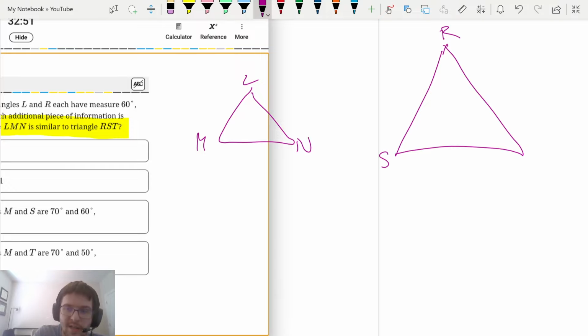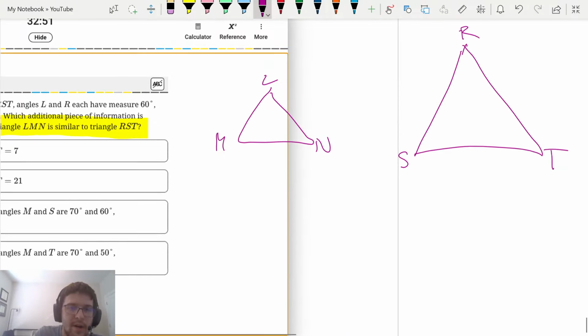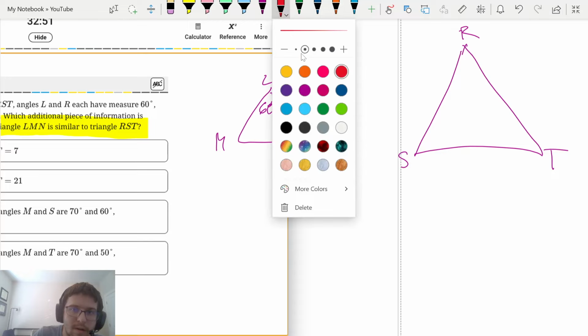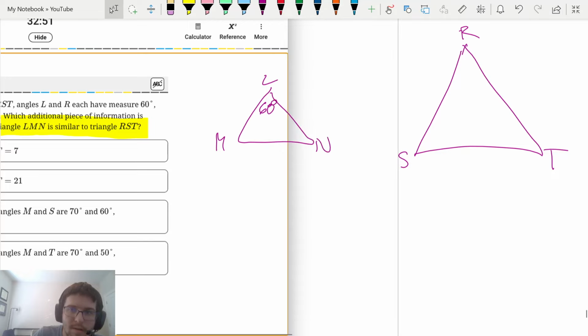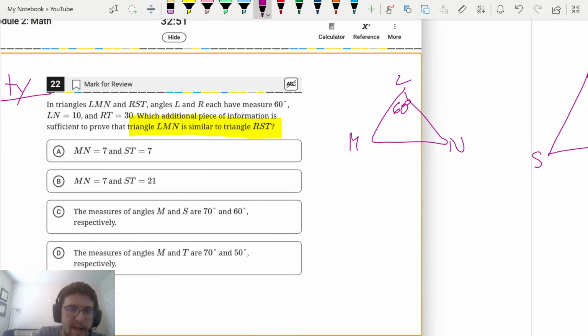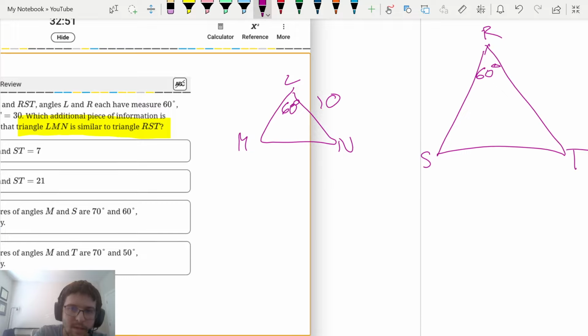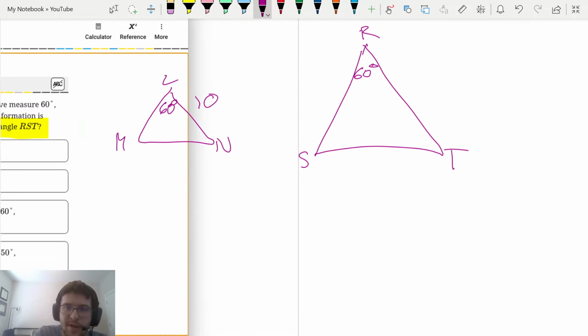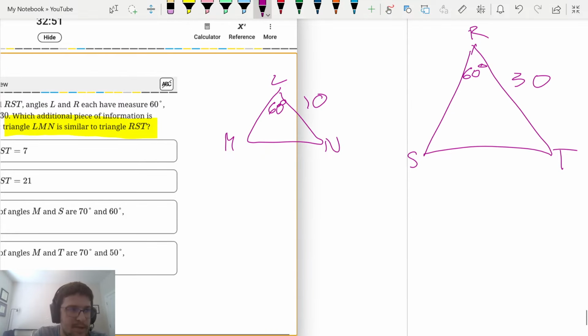So R, S, T. Okay, so L and R each have measure of 60. And then this one has measure of 60. Let me fix this. Okay. And this one has measure of 60. And then it says LN equals 10 and RT equals 30. Okay, so the proportion is times 3.